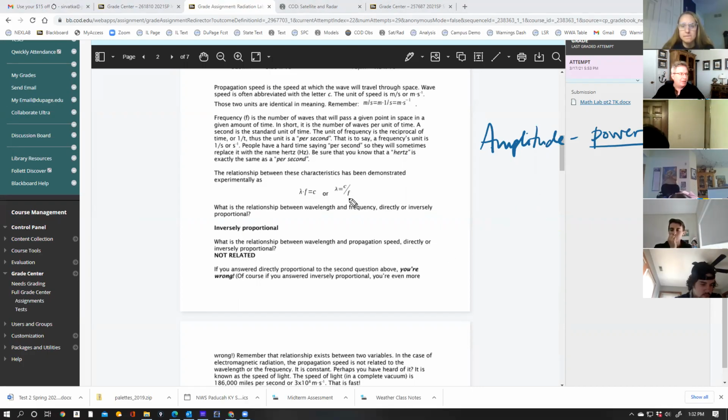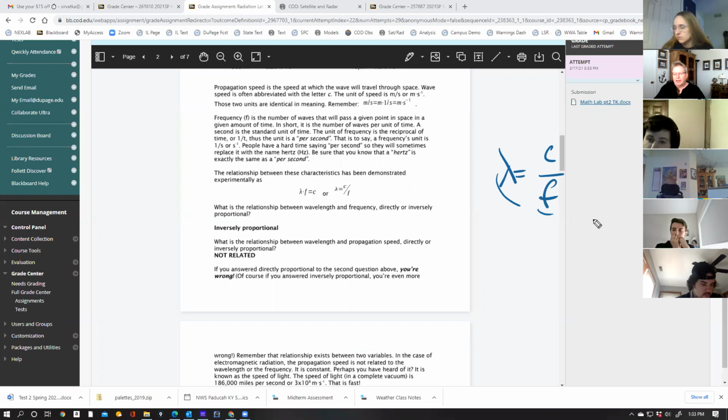In electromagnetic radiation, we're not going to worry about amplitude, at least for anything that we do in this class, okay? But we do have this equation, right? C over F. And we know that long wavelengths, short, they're inversely proportional. But what's the relationship between those two? And I've already given you this as sort of the stuff in here. And there is no relationship.